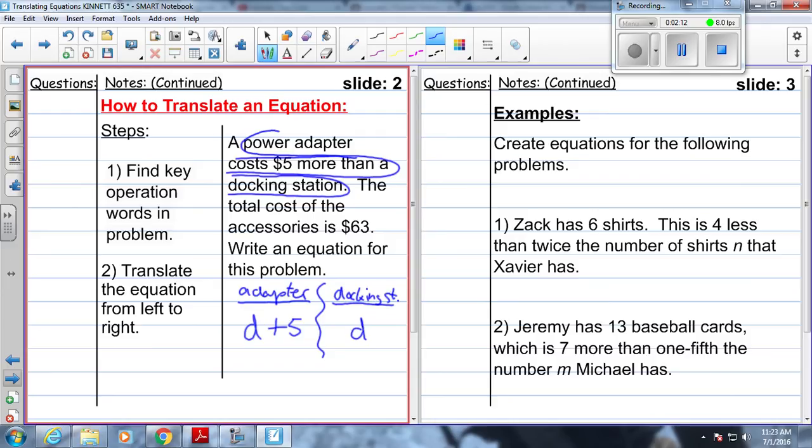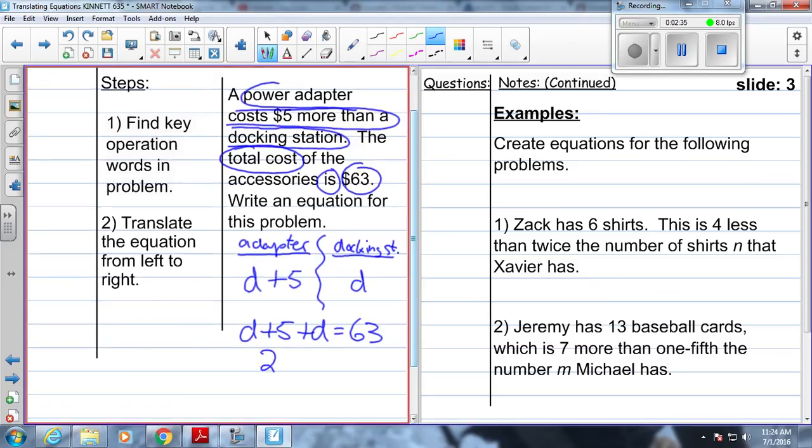And then as we keep on reading, the total cost, that means everything added up together. Remember, the word total means to add everything up together, is $63. So how we could write this is D plus 5 plus D equals 63. And that would be an acceptable answer. If you wanted to simplify it a little bit more, 2D plus 5 equals 63 is also an acceptable answer for writing an equation. And notice the directions don't say solve.